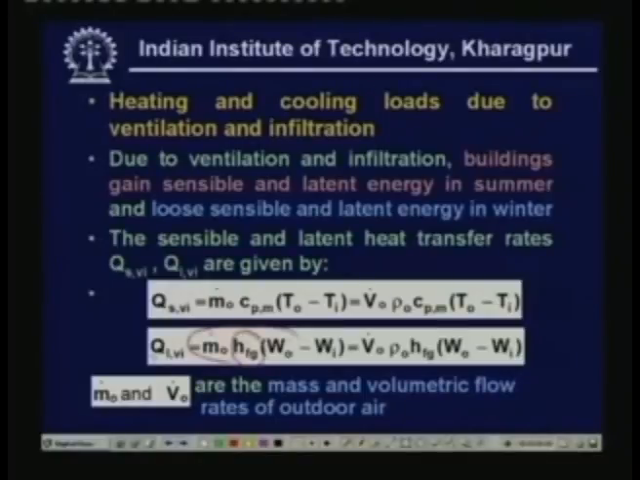Here HFG is the latent heat of vaporization, m dot O is the air flow rate due to infiltration or ventilation, WO and WI are the outside and inside moisture content, and T naught and Ti are the outside dry bulb temperature and inside dry bulb temperature. As I have written here, m dot and V naught are mass and volumetric flow rates due to infiltration and ventilation. So if you know the infiltration and ventilation rates and outdoor and indoor conditions, you can calculate the sensible heat transfer and the latent heat transfer rate because of infiltration and ventilation. That is how you can calculate, but one of the major difficulties is to find out the infiltration rates. At this point I stop this lecture and we will continue this discussion in the next lecture. Thank you.